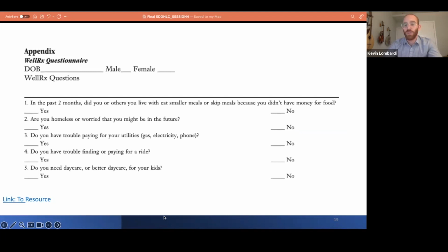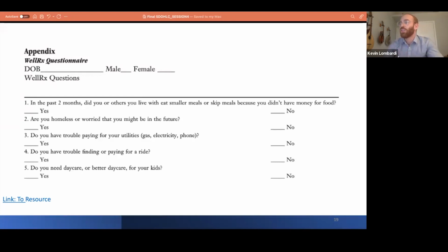Now let's look at the screener itself. For those of you joining us for the first time today, each of the slides with a resource will have a link to the resource. It will have the full resource and the article attached to it. I recommend taking a look because there are many details in these publications that may be particular to your institution and may be particularly helpful.